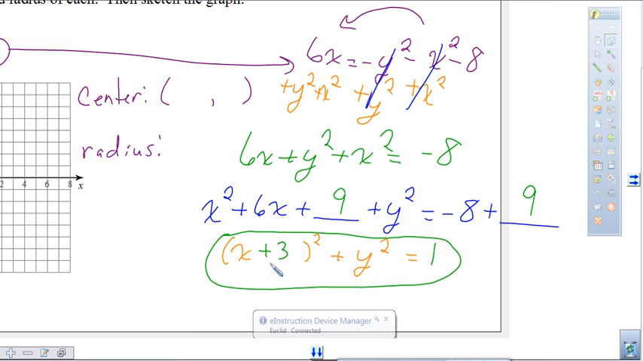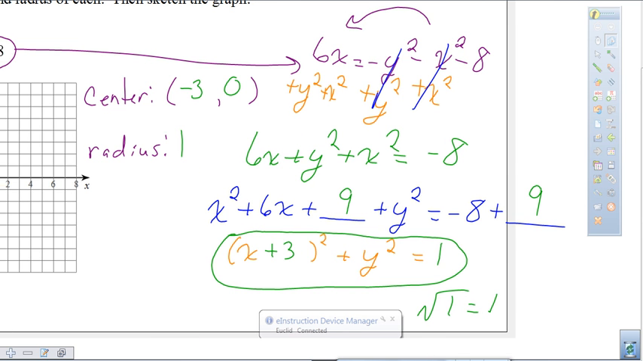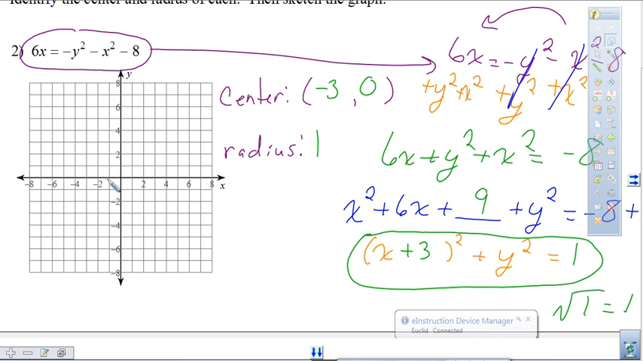And then our center is negative 3. And since there's nothing being added to y, 0. And our radius is the square root of 1, which is 1. So my center is at negative 3, 0. And I'm going 1 away from this point above, below, left, and right. And then putting in my arcs.